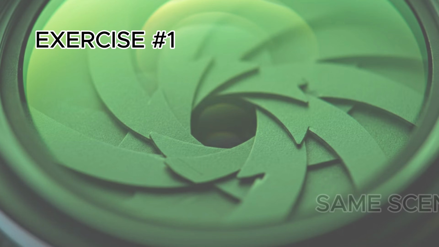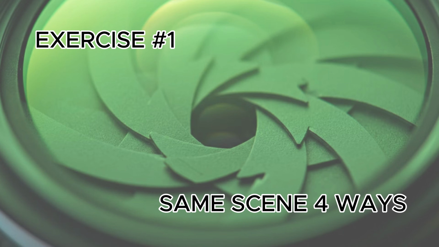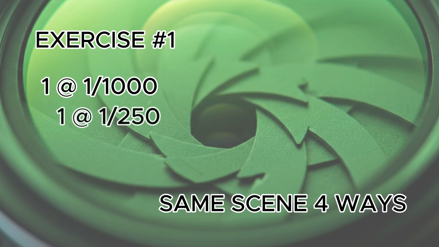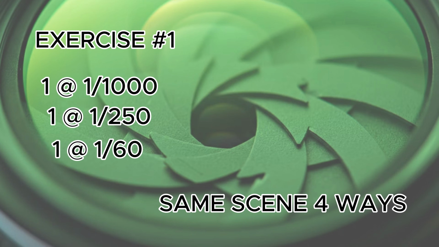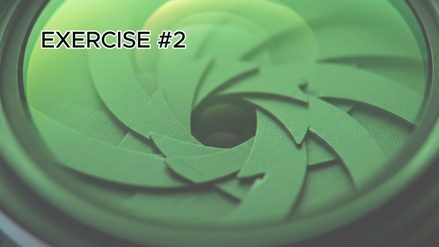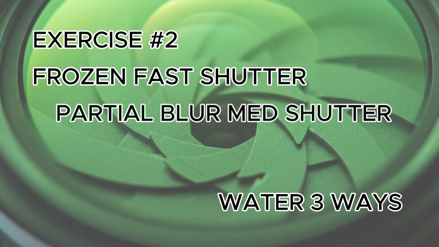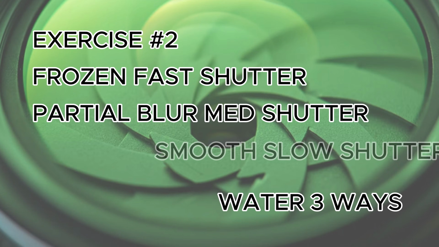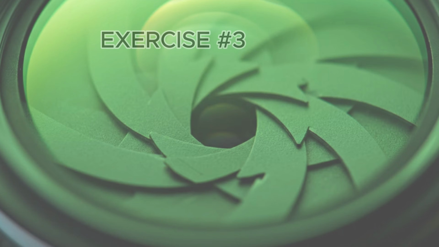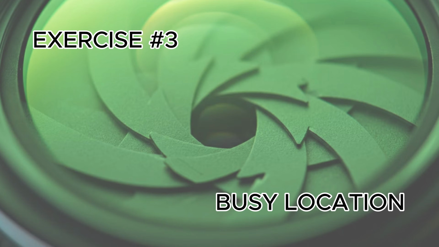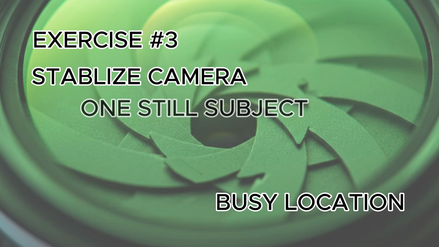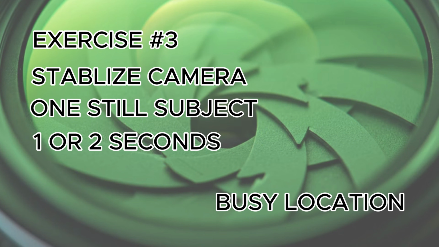Here are 3 simple exercises. Exercise 1. Photograph the same scene at 4 shutter speeds. One at 1/1000th of a second, one at 1/250th of a second, one at 1/60th of a second, and one at 1/15th of a second. Exercise 2. Photograph water 3 ways. Frozen with a fast shutter speed, partially blurred with a medium shutter speed, and smooth with a slow shutter speed. Exercise 3. Find a busy location, use a tripod or a stable surface, choose one subject that won't move, and shoot at 1 or 2 seconds.